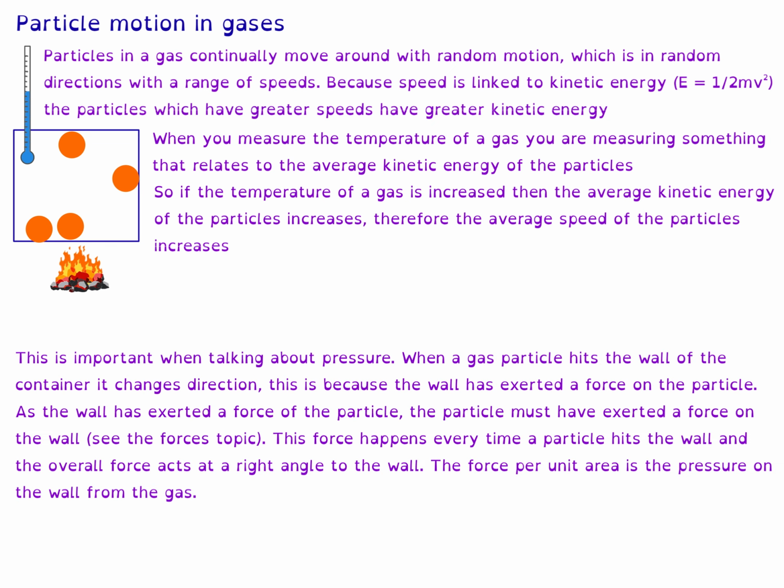All of this is important when talking about pressure, but first we need to have a bit of understanding about pressure. When a gas particle hits the wall of the container, it changes direction, and this is because the wall has exerted a force on the particle. As the wall has exerted a force on the particle, then the particle must have exerted a force on the wall. This force happens every time a particle hits the wall, and the overall force acts at right angles to the wall. The force per unit area is pressure on the wall from the gas.